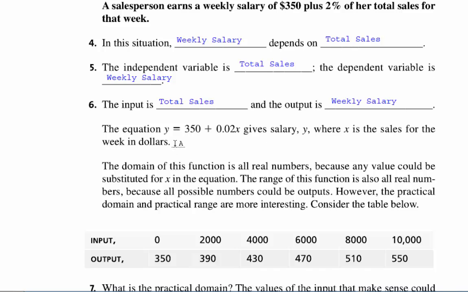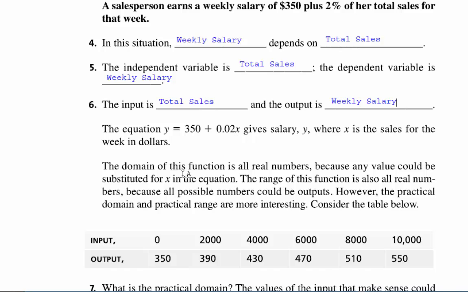Then it says the equation y equals 350 plus 0.02x gives salary y, where x is the sales for the week in dollars. Right? And this should make sense, right? It's the 350, there's my 350, plus 2%, there's my 2%, times total sales, so times x. X would be the total sales.